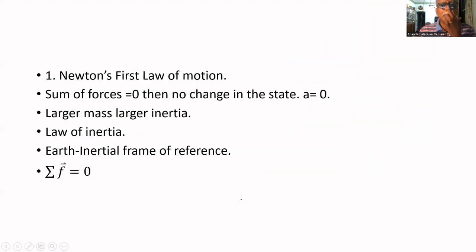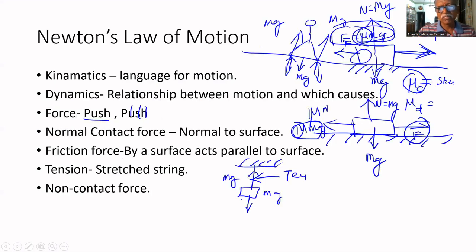Then Newton's first law. If you add all these forces, the sum is equal to 0. For example, vertical forces: if mg is acting downward, let us take it as positive, and the normal force acting upward is minus mg, equal to 0. But F and mg are perpendicular to each other. That's why they are independent. There is no connection between them.